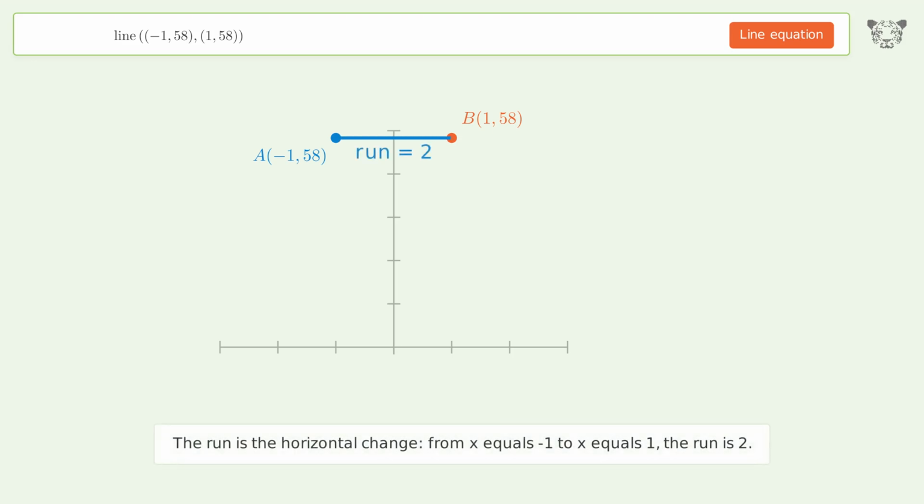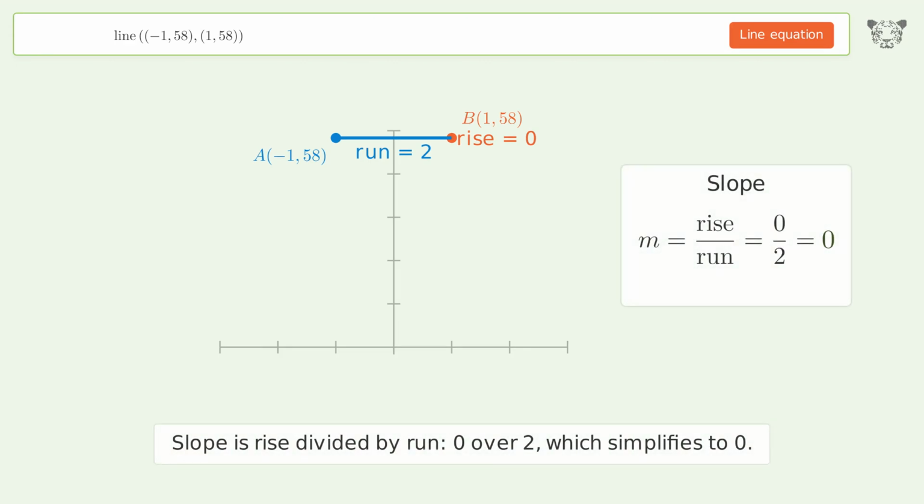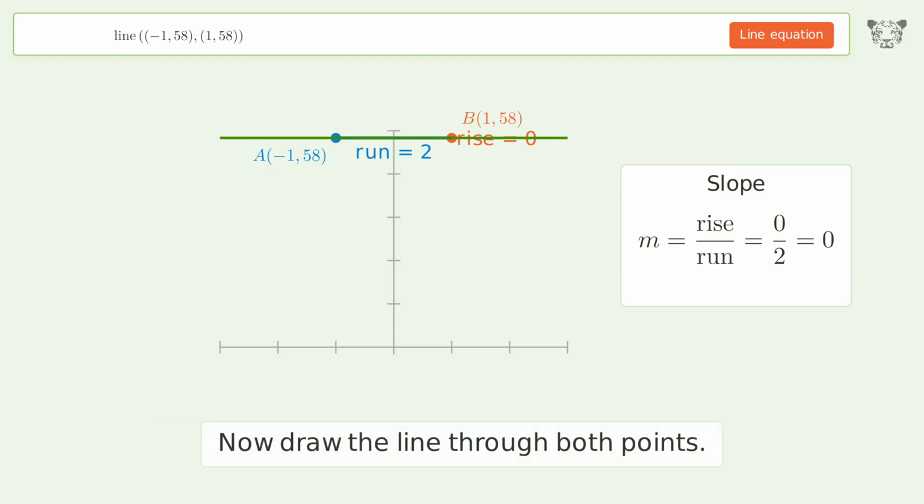The run is the horizontal change, from x equals -1 to x equals 1, the run is 2. The rise is the vertical change, from y equals 58 to y equals 58, the rise is 0. Slope is rise divided by run, 0 over 2, which simplifies to 0. Now draw the line through both points.